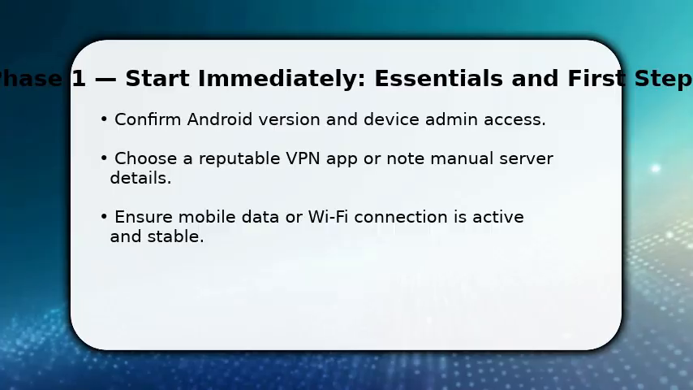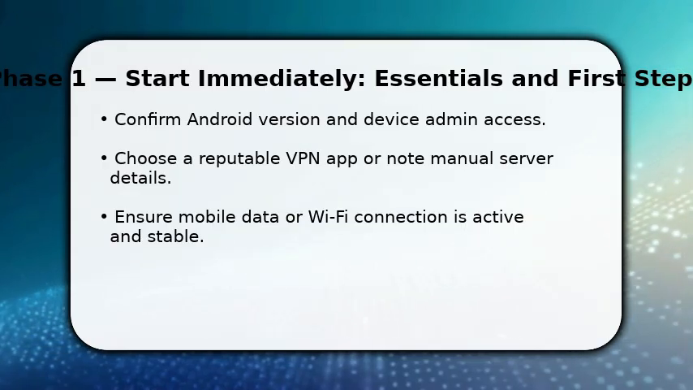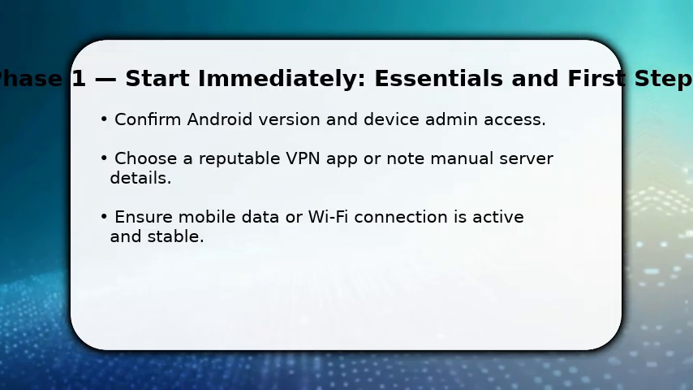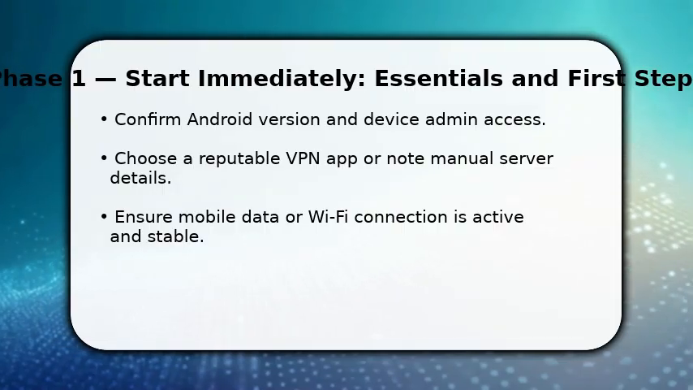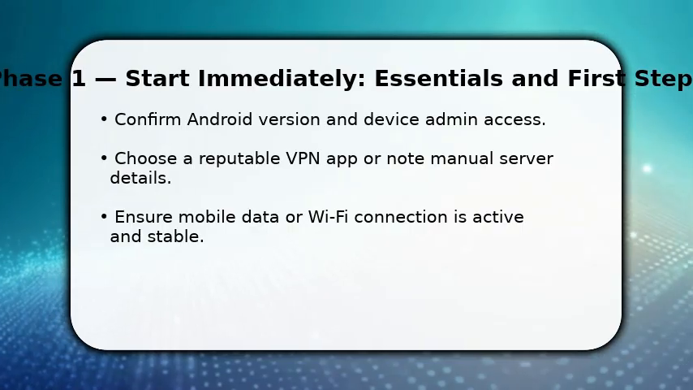Enjoy the video. You have the essentials ready: device admin access and a working connection. Open Settings, tap Network and Internet, then VPN. If using an app, install it now from Play Store and sign in. If manual, prepare server address, username, and password, save them in a note.